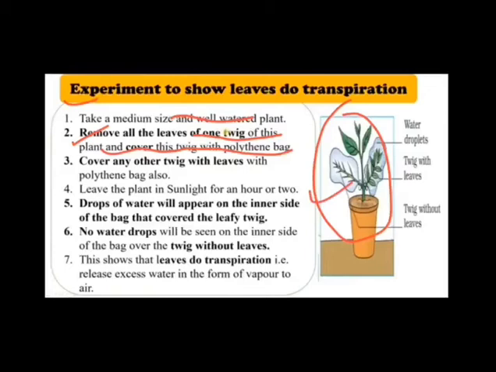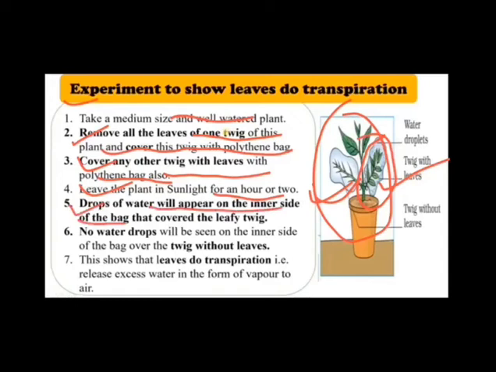Now cover any other twig with leaves with a polythene bag also. So we have covered this part also with a polythene bag, and this time we don't have to remove the leaves from the twig. This part is without leaves and this part is with leaves. Now leave the plant in sunlight for an hour or two. After 1 or 2 hours, we will notice that drops of water appear on the inner side of the bag that covered the leafy twig.